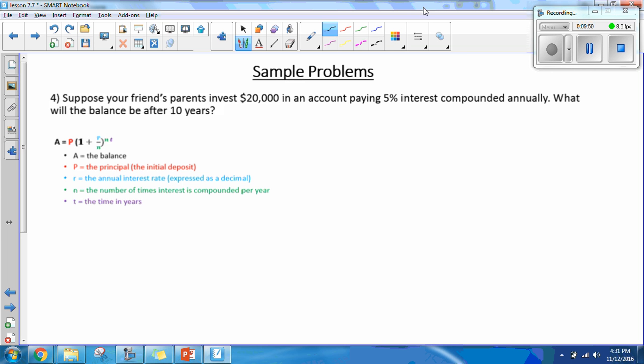Here's a word problem. Suppose your friend's parents invest $20,000 in an account paying 5% interest compounded annually. What will the balance be after 10 years? So we're going to use the compound interest formula. We're looking for A. Our principal amount is $20,000.